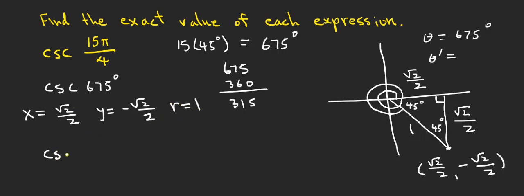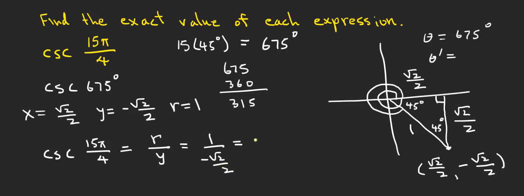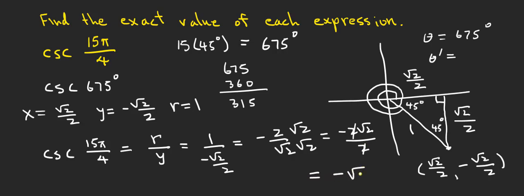So what is cosecant of 15 pi over 4? Well, that's going to be r over y. So you get 1 over negative radical 2 over 2, which is the same thing as negative 2 over radical 2. So you multiply top and bottom by radical 2 to get rid of the radical on the bottom. You will get negative 2 radical 2 over 2. The 2 cancels out, and you end up getting negative radical 2.